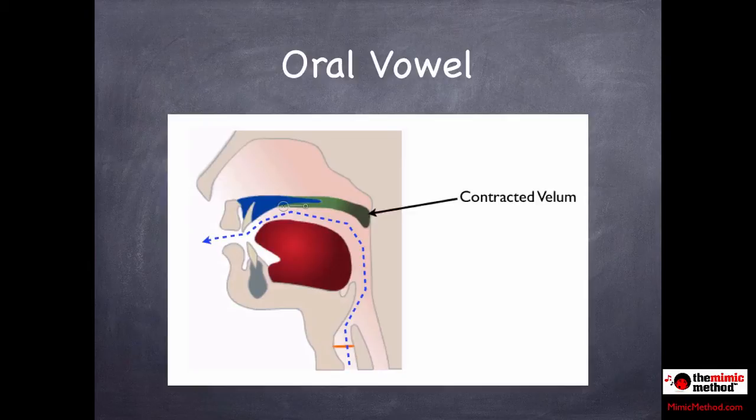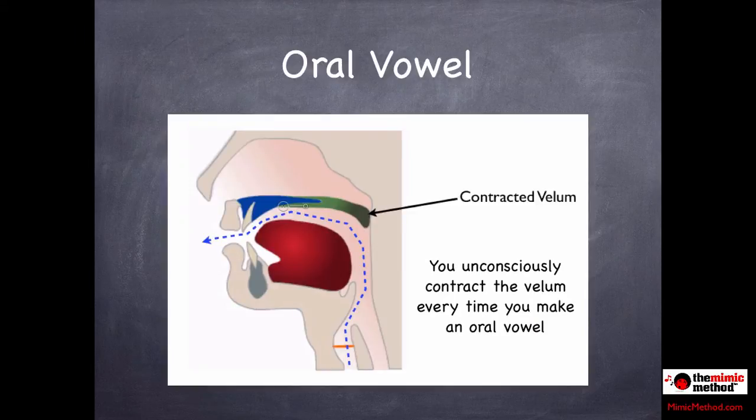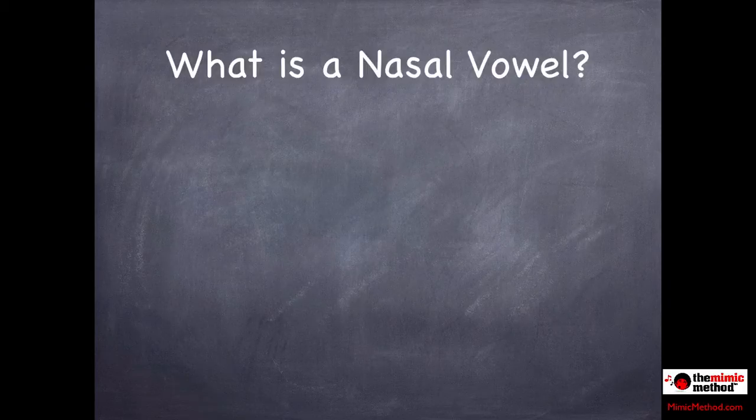Now, the most important thing to take away from this is that the little flap here was initially at rest. Then, you had to activate muscles to pull it up and block the nasal passage. In other words, whenever you make an oral vowel in Portuguese, English, or any other language, you are unconsciously contracting muscles to move the velum. So that brings us to our original question. What is a nasal vowel?